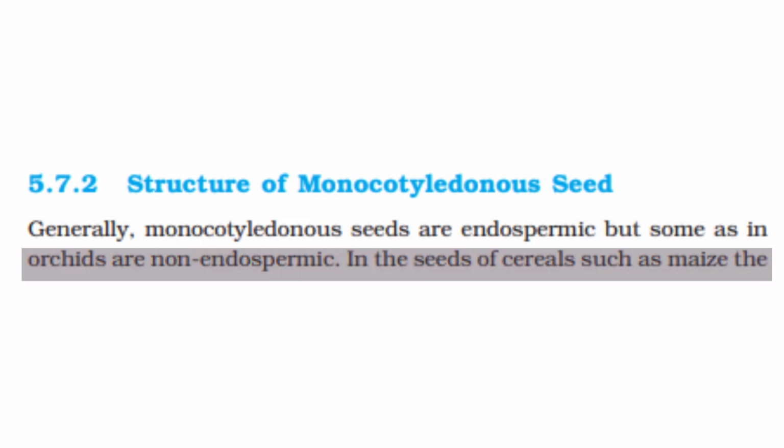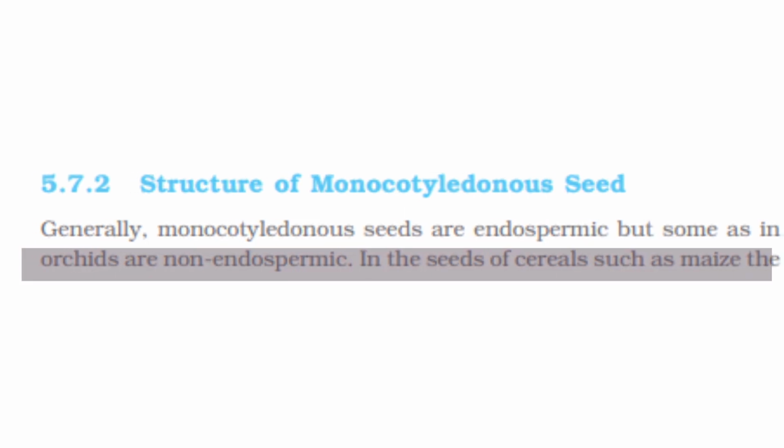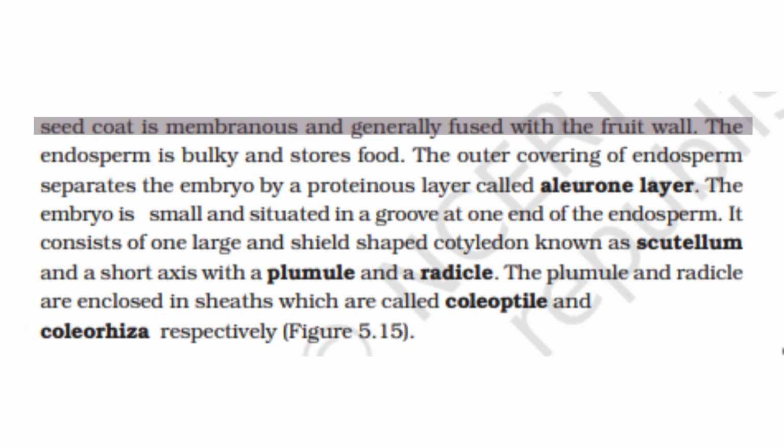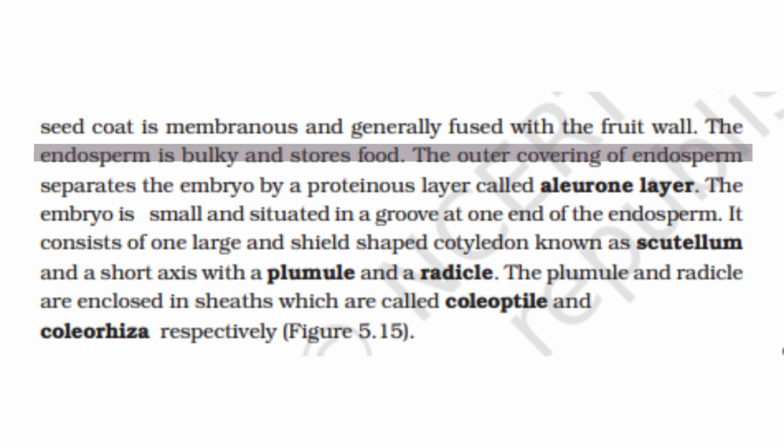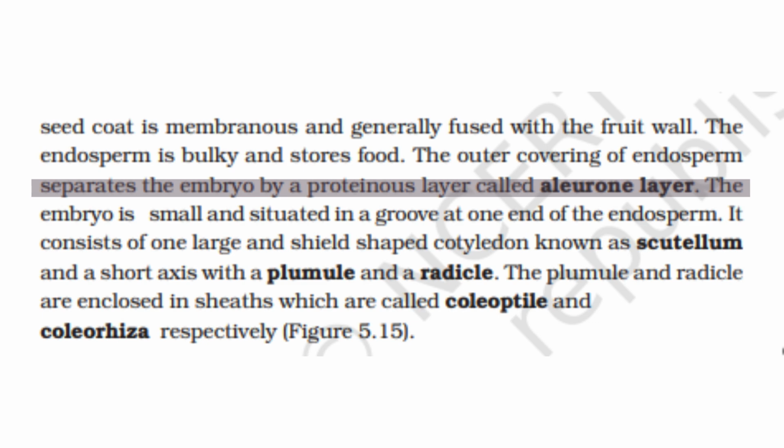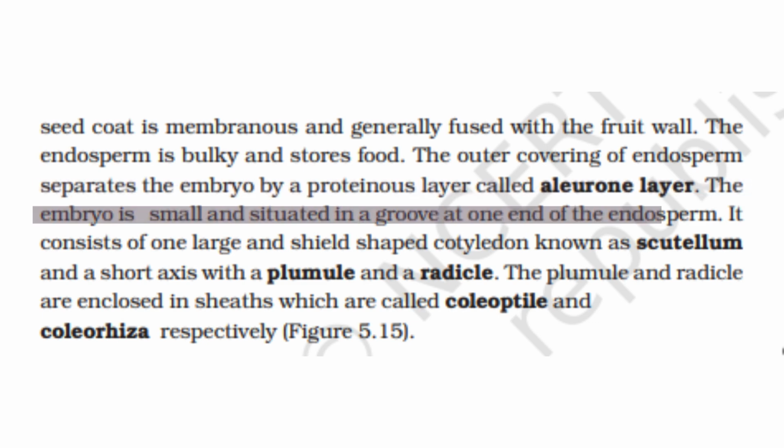In the seeds of cereals such as maize, the seed coat is membranous and generally fused with the fruit wall. The endosperm is bulky and stores food. The outer covering of the endosperm separates the embryo by a proteinaceous layer called the aleurone layer. The embryo is small and situated in a groove at one end of the endosperm.